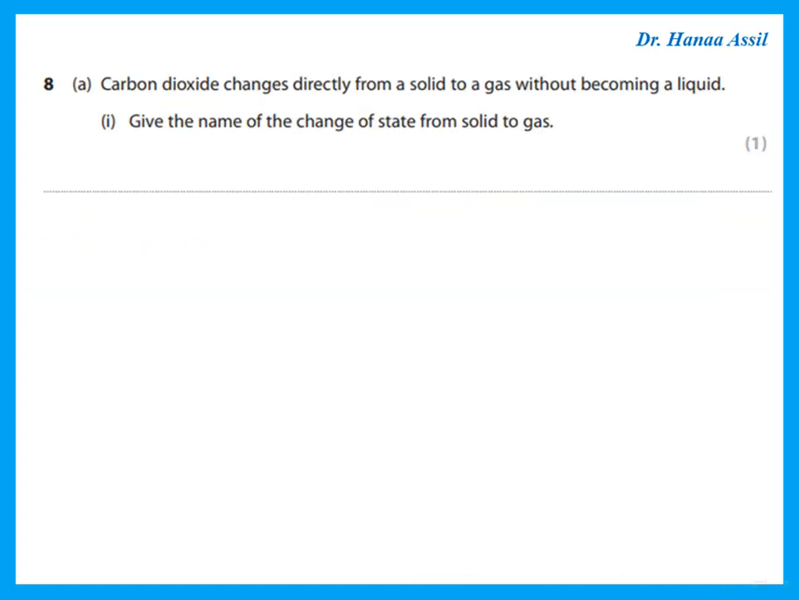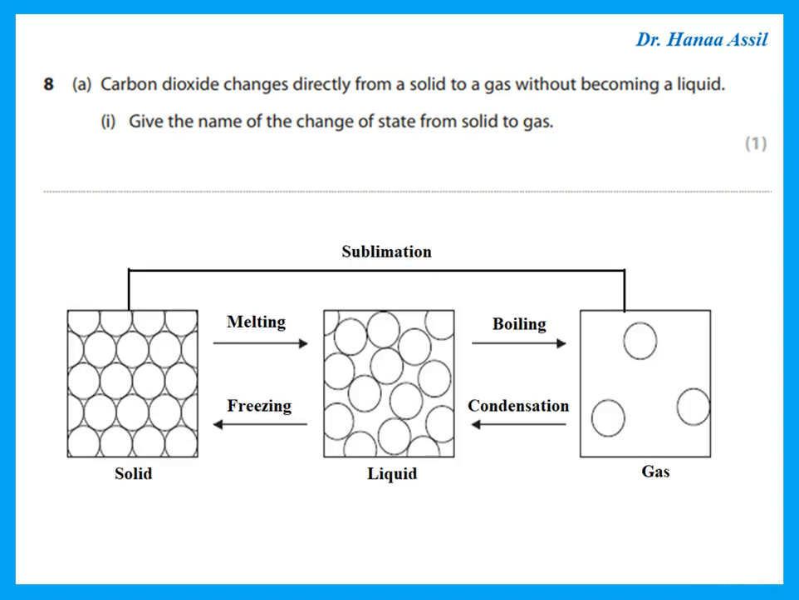Carbon dioxide changes directly from a solid to a gas without becoming a liquid. Give the name of the change of state from solid to gas. You need to know the names of these change of states. So from solid directly to gas or from gas to solid also, we call that sublimation. And you should be familiar with the other changes of state.